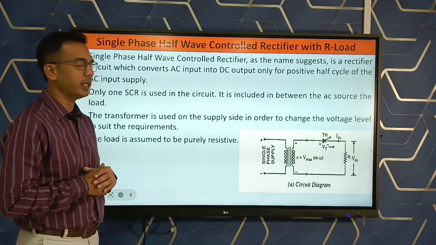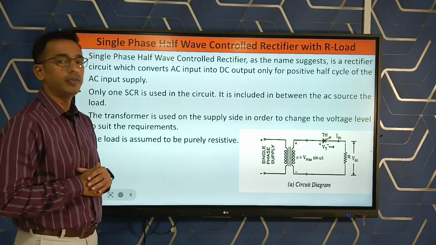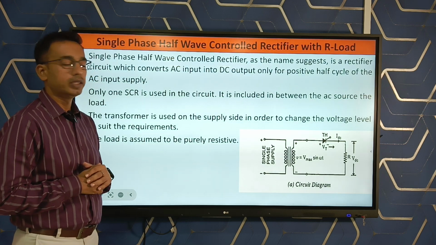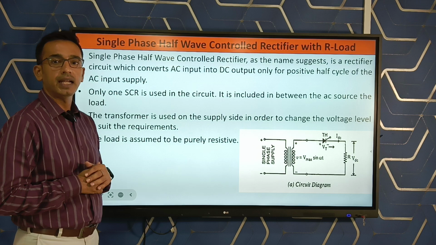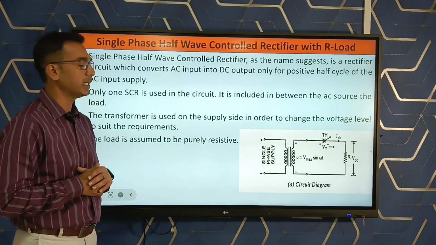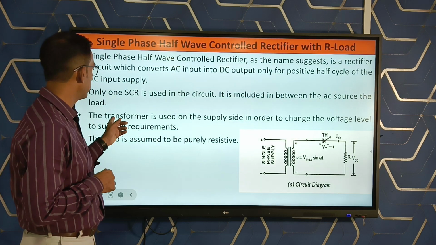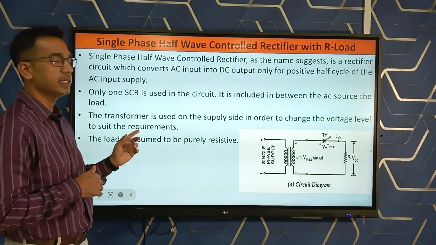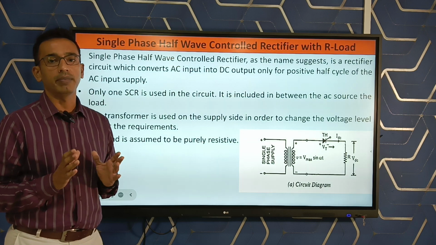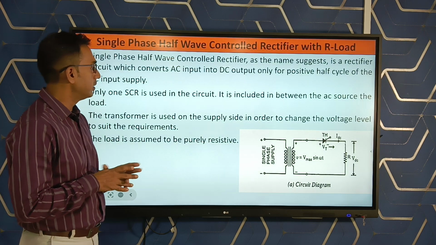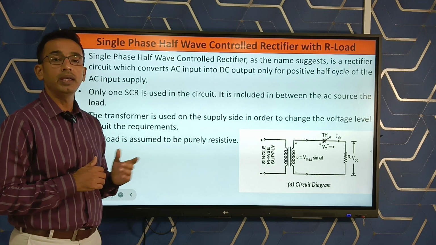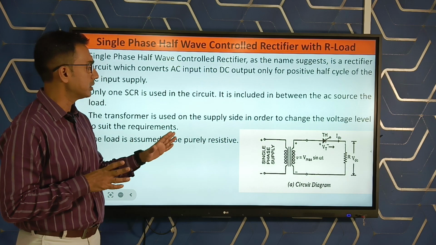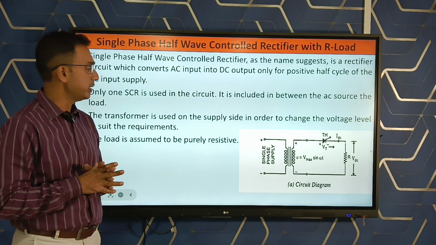What is the use of the transformer here? The transformer can maintain the voltage level according to the voltage requirement. So the transformer is used only at the supply side in order to change the voltage level according to our requirement. And the thyristor is connected, and the load here is a purely resistive load. That is the circuit diagram.